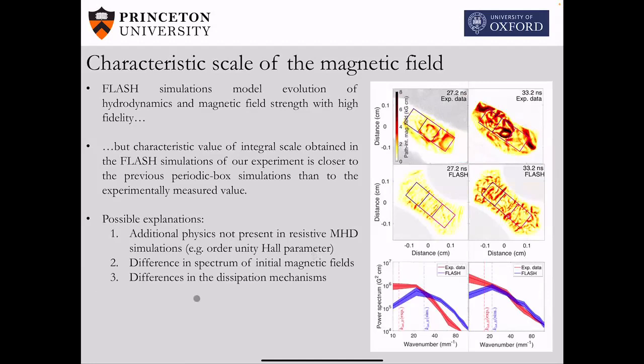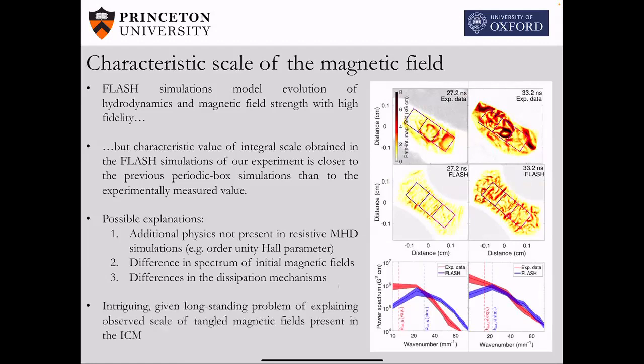And finally, these FLASH simulations don't have explicit viscosity, although they do have explicit resistivity. And the inferred magnetic fluid Reynolds number in these experiments is actually thought to change quite a lot because the ion temperature is changing rapidly, which affects the viscosity, and none of this effect is captured in the FLASH simulation. So it is possible that this difference in dissipation mechanisms could lead to different magnetic field dynamics.